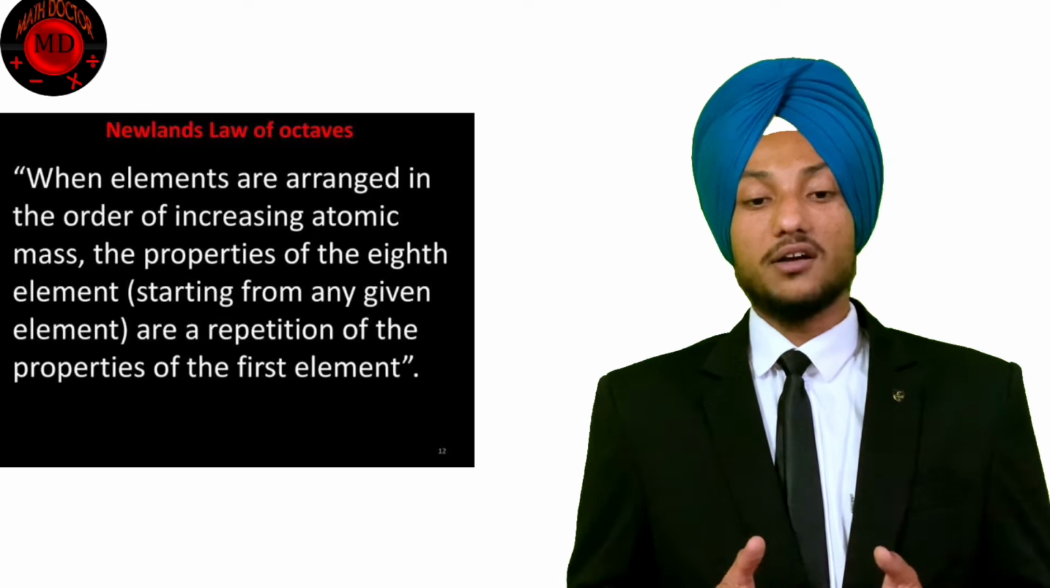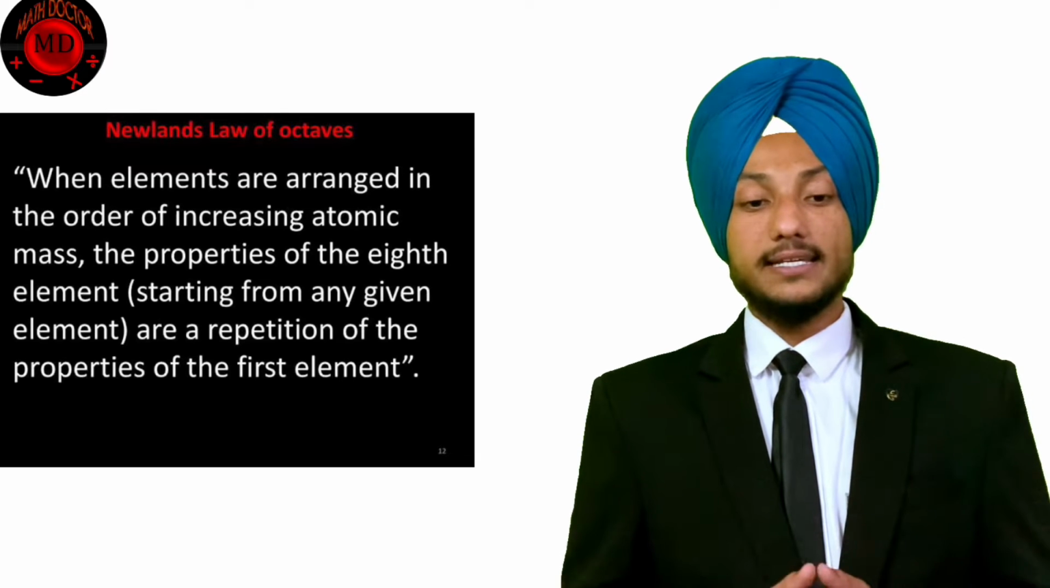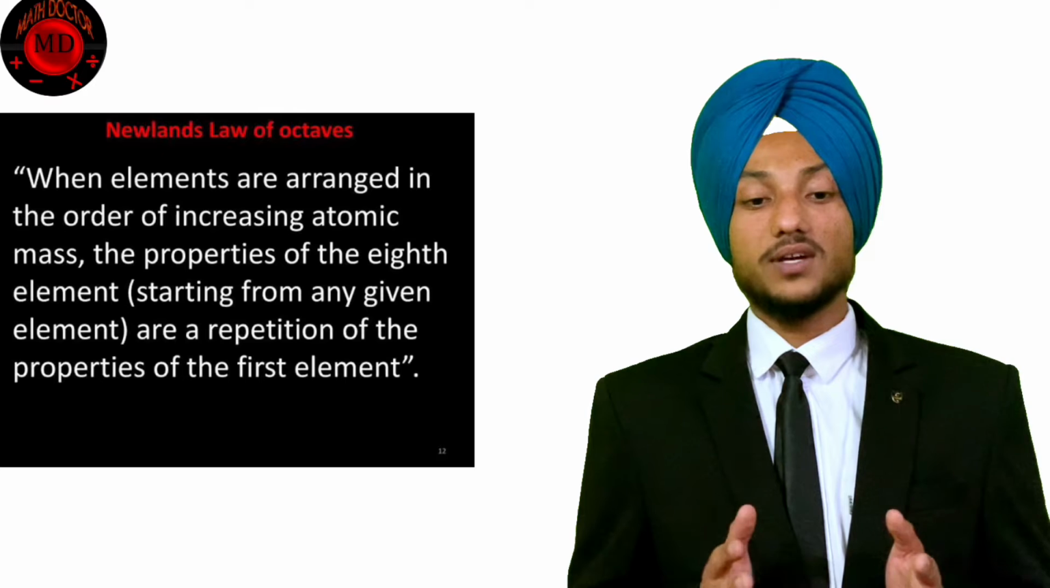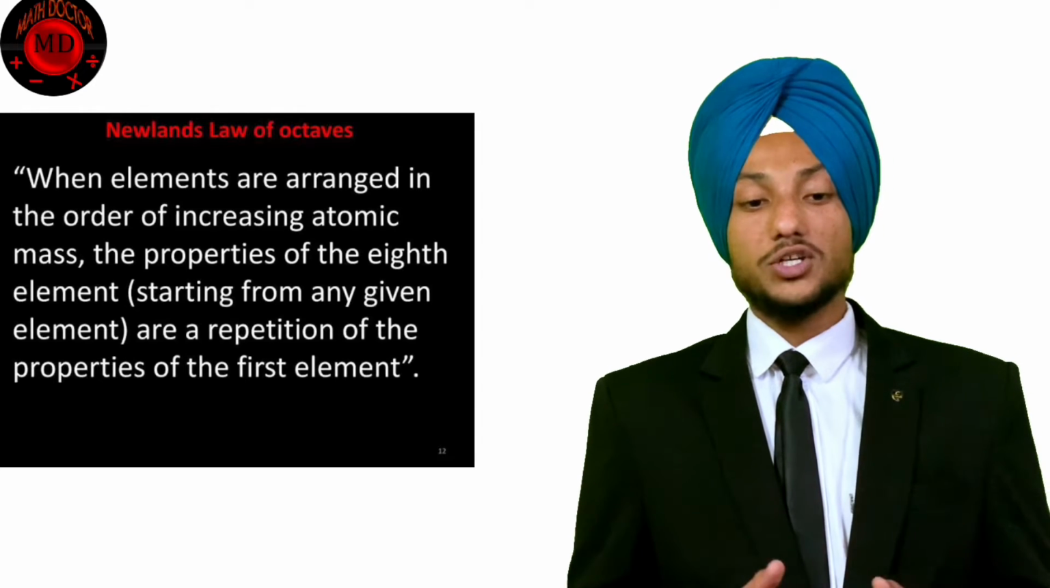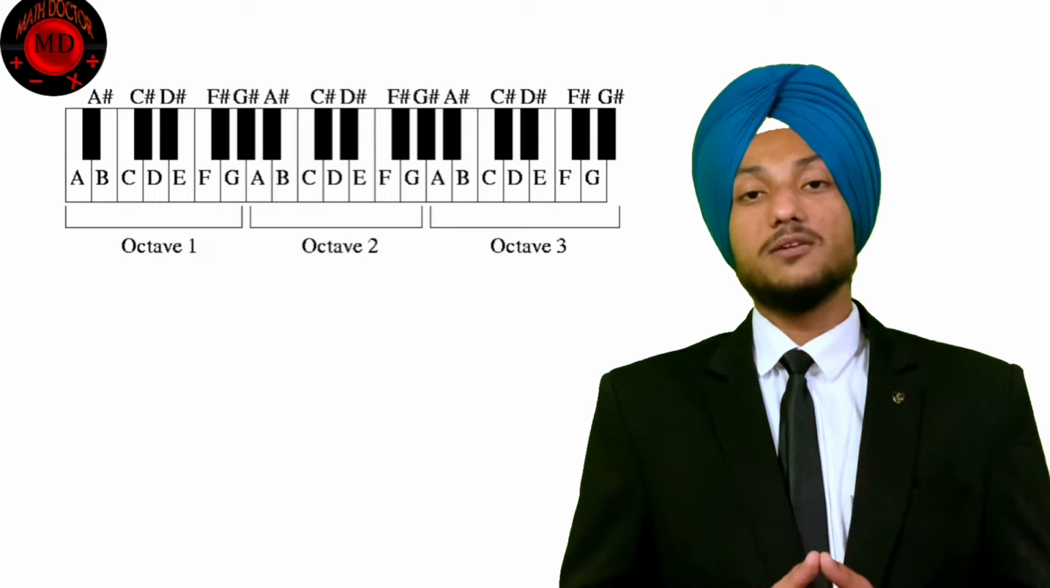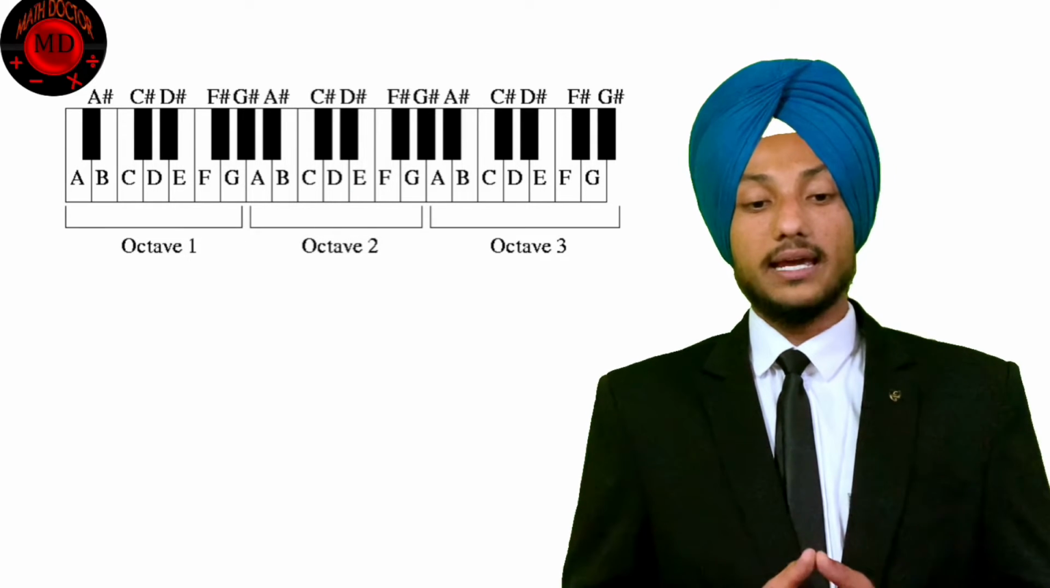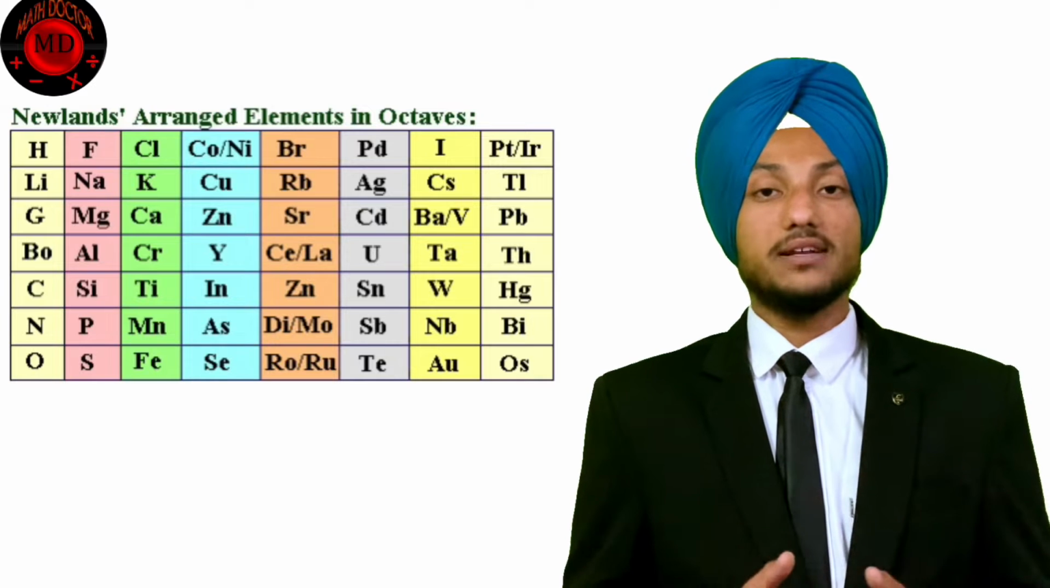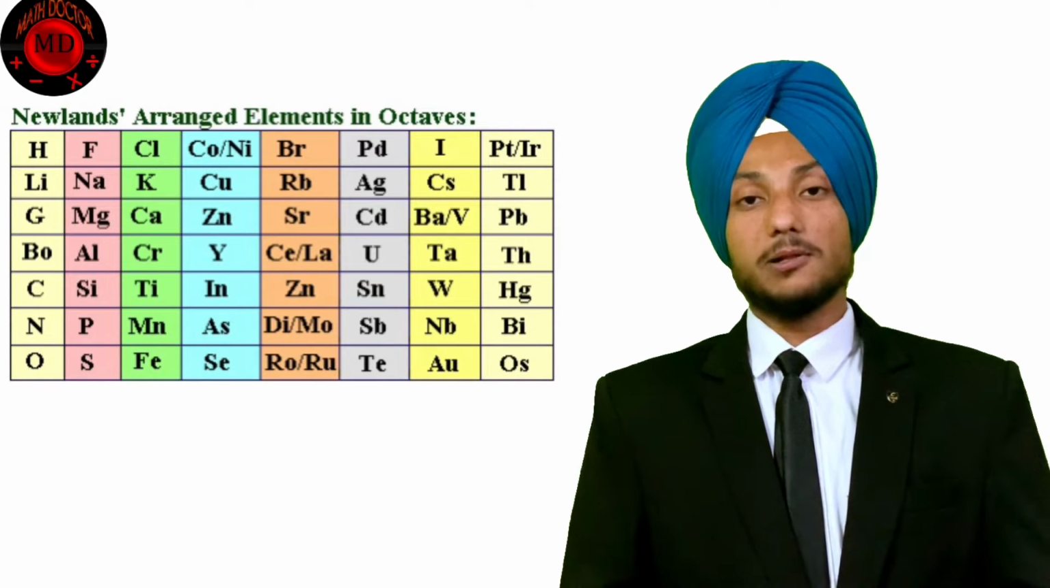According to Newland's law of octaves, when elements are arranged in order of their increasing atomic masses, the properties of the eighth element, starting from a given element, are a repetition of the properties of the first element. This repetition in the properties of elements is just like the repetition of an eighth note in an octave of music. So it is known as the law of octaves. Newland divided the elements into horizontal rows of 7 elements as shown in the following table.